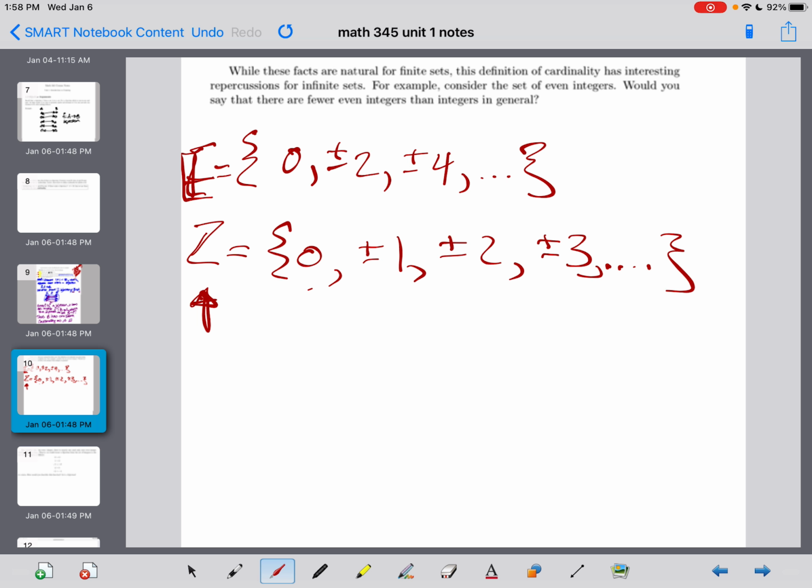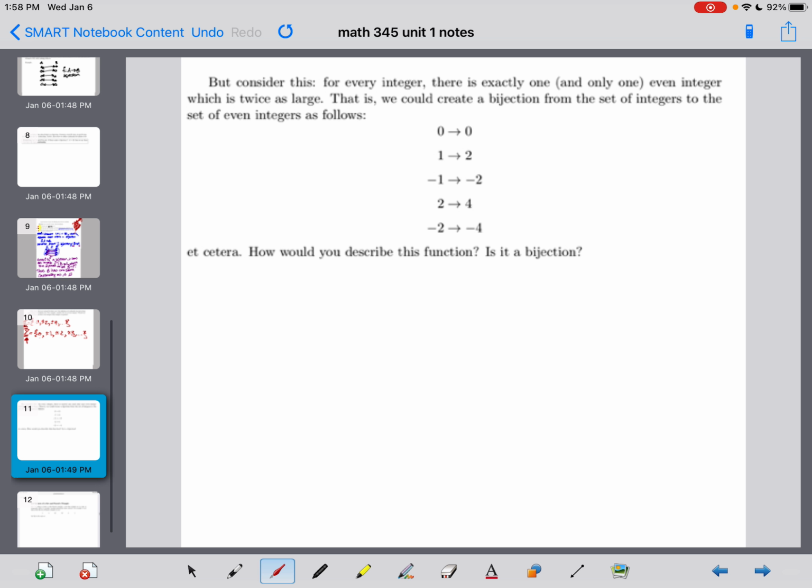But remember, the way that we define cardinality for infinite sets is we say that two sets have the same cardinality, they have the same size, if there is a bijection between them. If there's some nice way of mapping elements of the first set to elements of the second set in a way that's one-to-one and onto. And in fact, we can do this because for every integer, positive, negative, even, or odd, there's exactly one even integer which is twice as large. In other words, we can start with the set of integers, and we can map it to the set of even integers as follows. 0 gets mapped to 0 because 0 times 2 is 0.